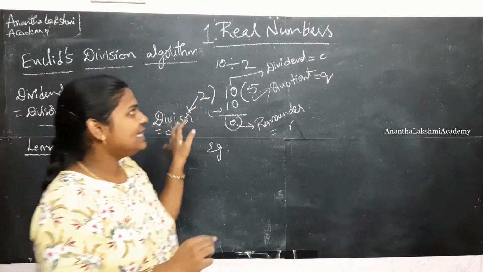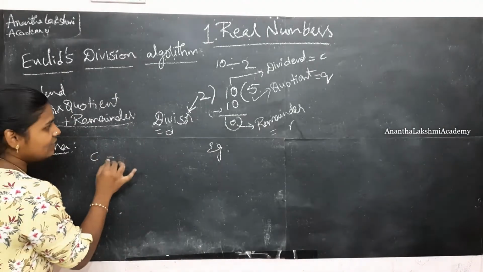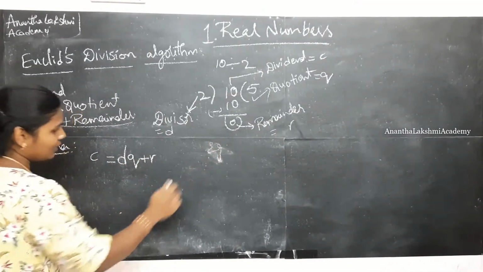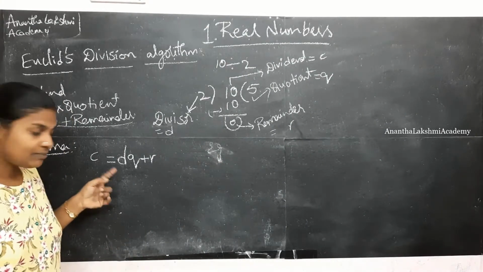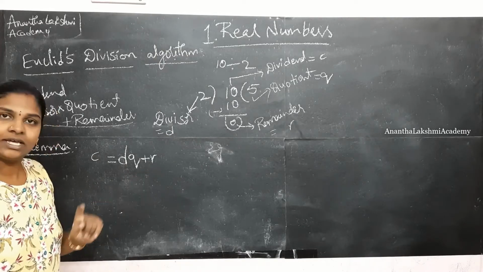So in these letters, can we express it? So what does it make? C is equal to DQ plus R. Isn't it the same as division algorithm? Dividend is equal to divisor into quotient plus remainder.